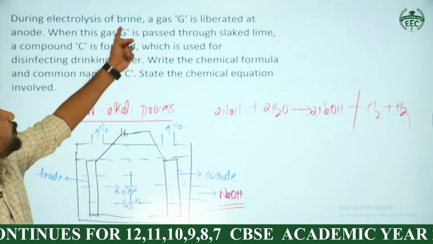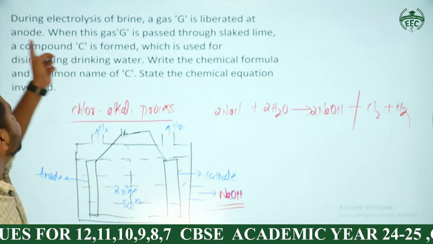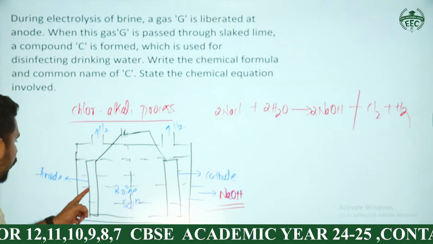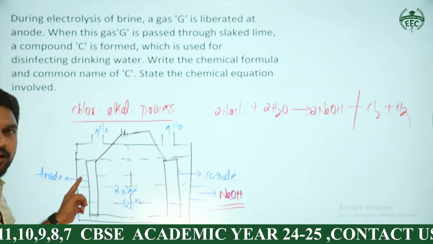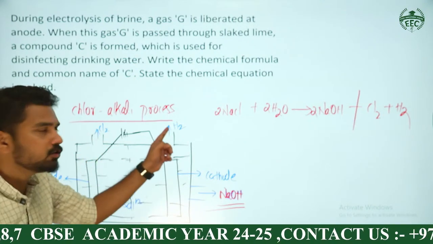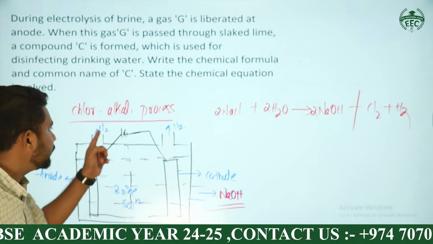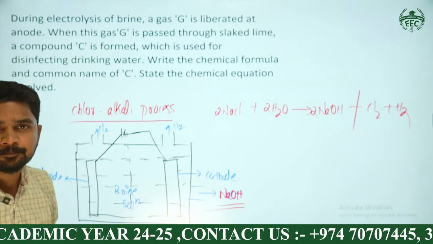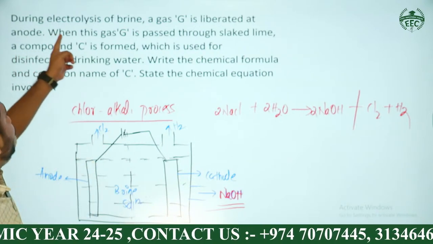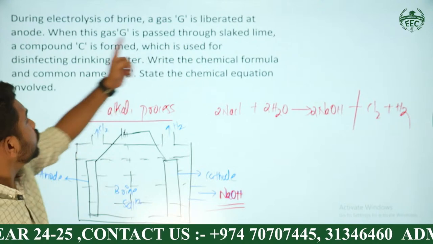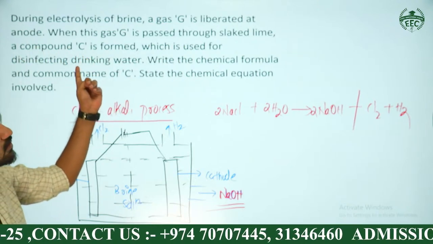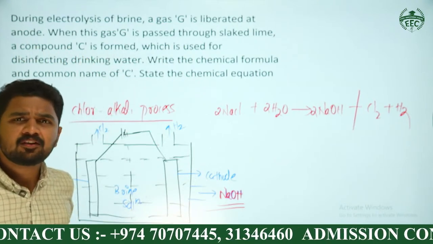During electrolysis of brine, a gas G is liberated at anode. What will be the gas liberated at anode? It will be chlorine. It is not hydrogen, guys. It will be chlorine. And when this gas G is passed through slaked lime, a compound C is formed. What will be that compound C?